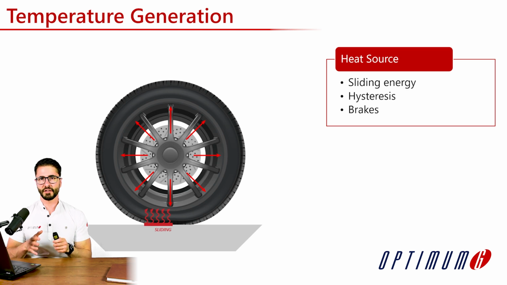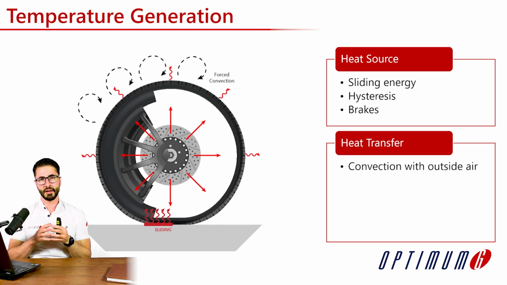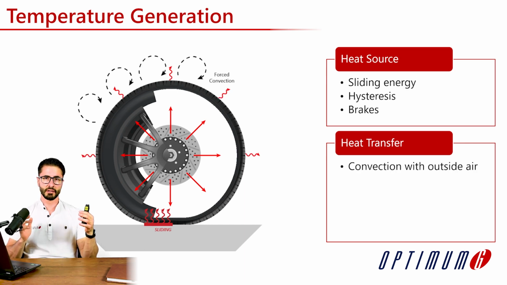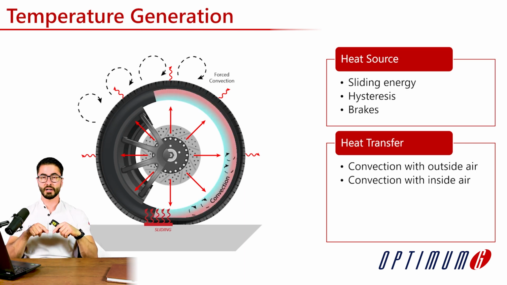Besides the sources of heat, we also have heat transfer. So all this energy is being transferred between different layers of the tire. For example, we have convection with the outside air. So the outside air is cooling down the tire, and this is the most important factor when cooling down the tires. We have convection with the inside air, increasing the air temperature and also the pressure.